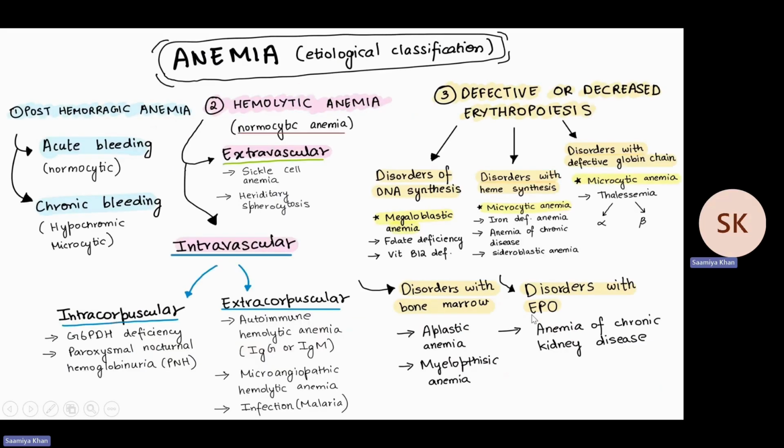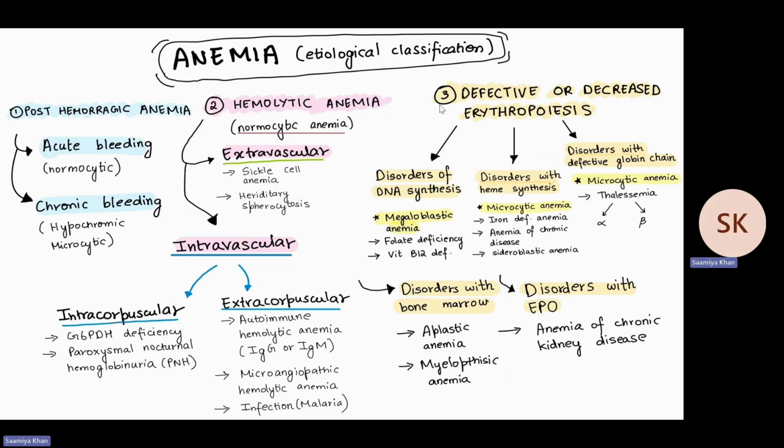We are done discussing all the types of anemia, and I brought this flowchart again. So we discussed in post-hemorrhagic anemia, there was acute bleeding, chronic bleeding. In hemolytic anemia, divided into extravascular and intravascular. Extravascular had sickle cell anemia and hereditary spherocytosis. Intravascular was divided into intracorpuscular and extracorpuscular. Intracorpuscular consisted of G6PD deficiency and paroxysmal nocturnal hemoglobinuria, and extracorpuscular consisted of autoimmune hemolytic anemia, which could be IgG or IgM mediated, microangiopathic hemolytic anemia, or infection such as with malaria.